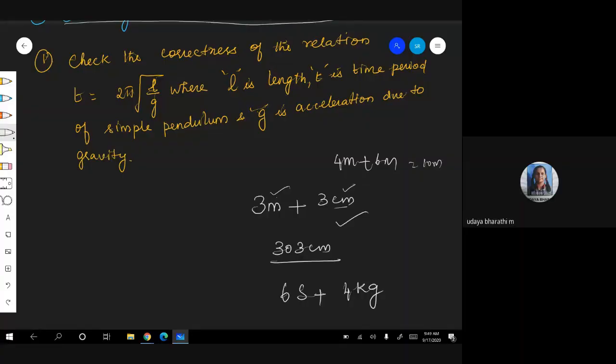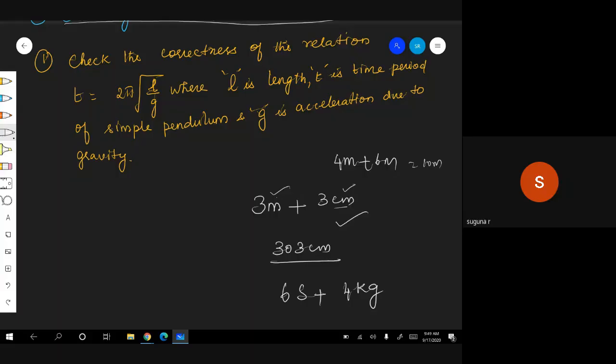No, ma'am. Definitely no. Correct? So this is not possible. You cannot add two physical quantities. If you are adding, both should have the same units, the same dimension. Only then you can add.